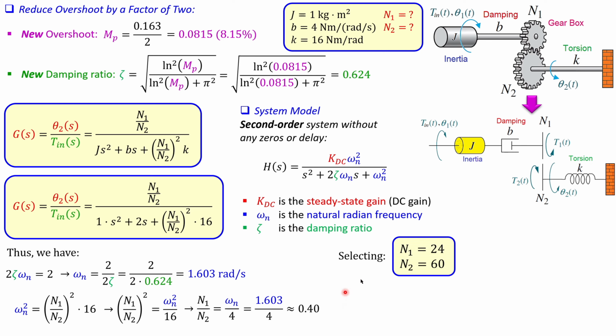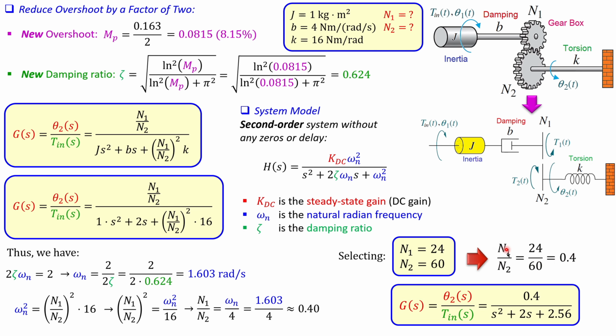Okay, now selecting this, I said let's keep that N2 because I only want to change one part of the gearbox. And I can of course do N1 as 24, because 24 over 60 is 0.4. Many other possibilities are fine. This is just one of them. Now, having determined the N1 over N2, we can substitute this value in here and also in here. Now we get 0.4 over s squared plus 2s, that doesn't change, plus 0.4 squared times 16, which gives you 2.56 here.